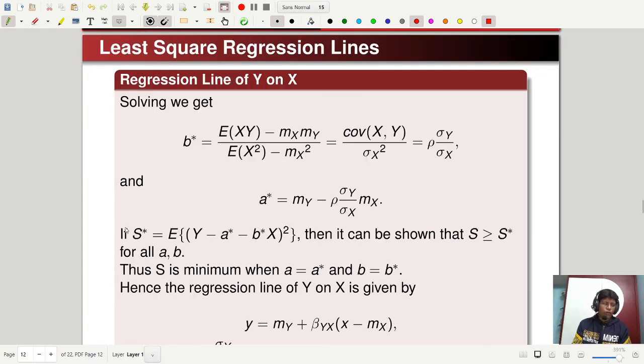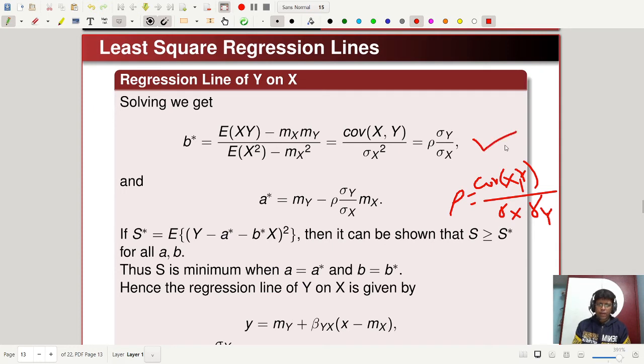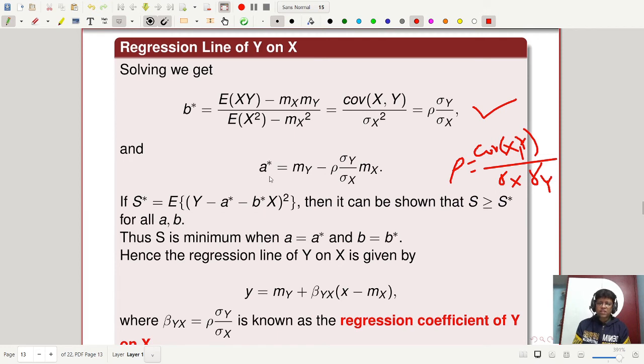Actually, rho is the correlation coefficient, covariance of xy by sigma x sigma y. So if you replace your covariance by rho sigma x sigma y, it will be rho sigma y by sigma x. That is the relation. So b star is given by this, and a star, by solving, you will have my minus rho sigma y by sigma x mx. So these are the values of a star and b star.